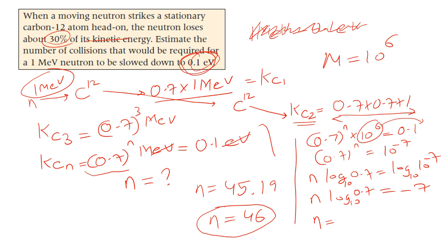I got 45.2. Previously, I did not simplify that 0.1 divided by 10 to the power 6 and directly put it in the brackets. That's why I think I was getting a different answer. So you're getting 45.2, right? Yeah, 45.2. Since n has to be an integer, we take 46 as the answer to this.